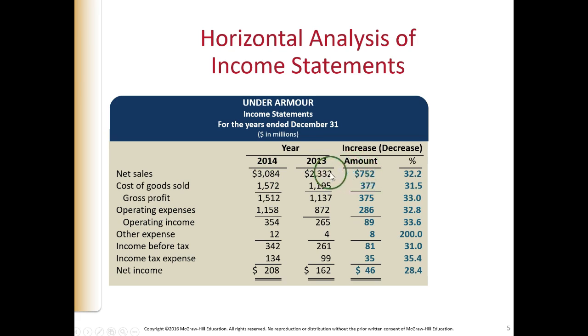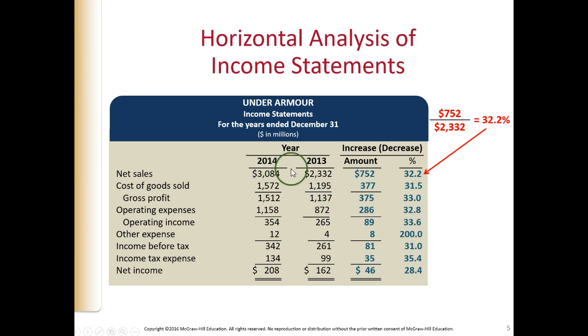If it was a negative, if it had gone down between 2013 and 2014, then you would show this in brackets as a negative figure. But here it's positive, it went up. And now what you do is, once you get the change in each of these accounts, divide the change by the earliest year, not by the latest year. So you divide $752 by 2,332 to get 32.2%. That's the change from one year to the next.